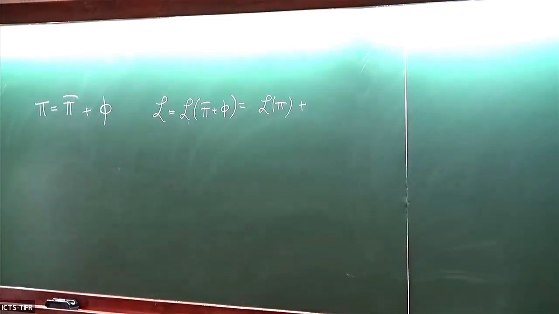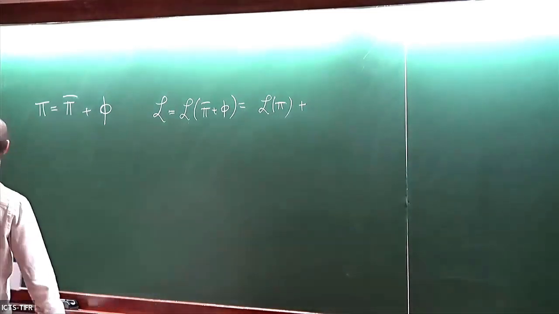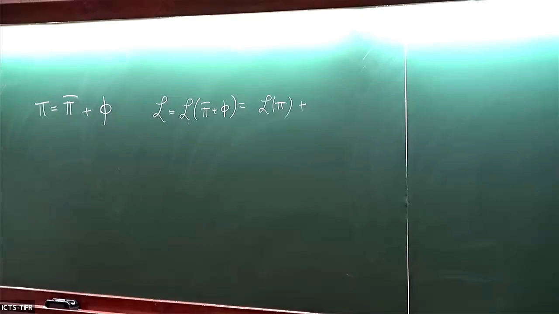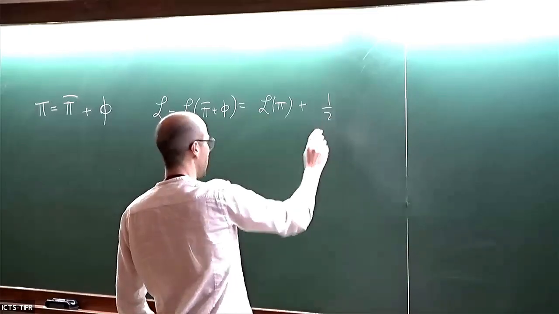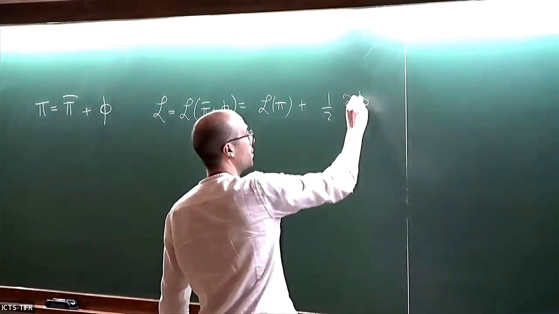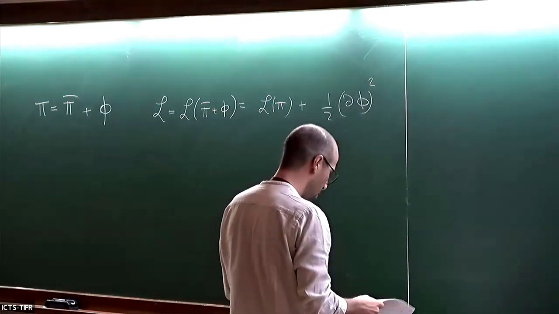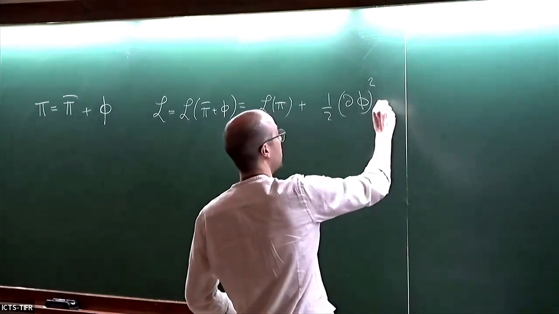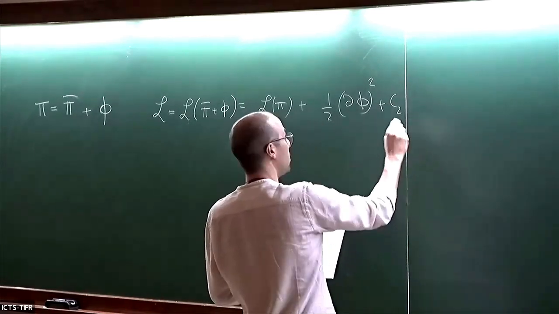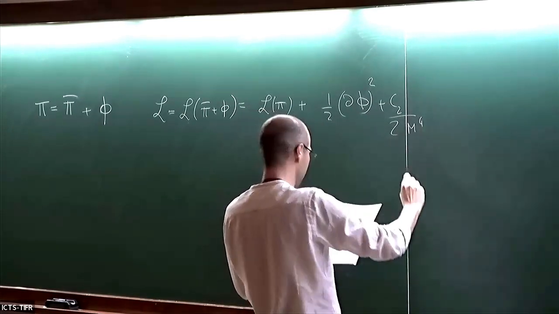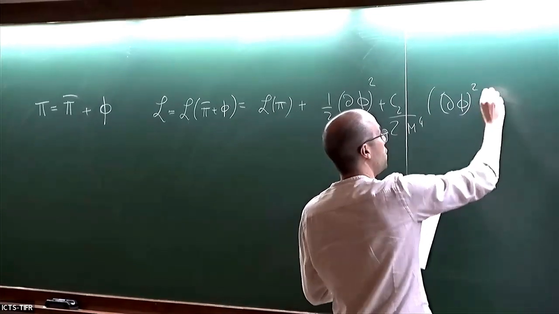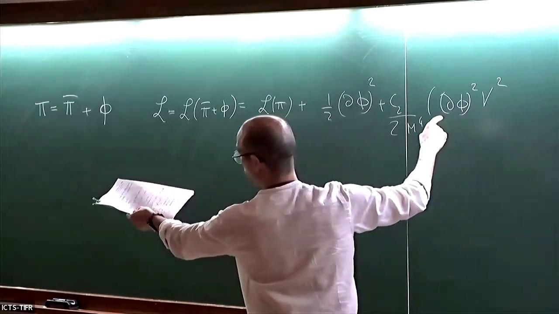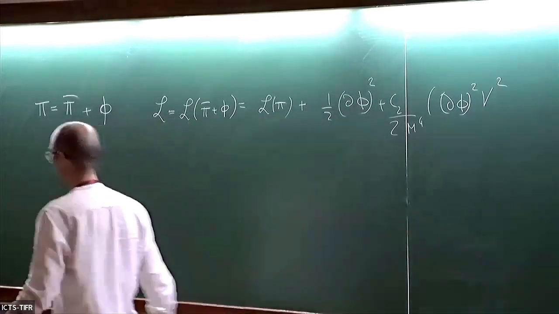Quadratic. Why quadratic? Because we solved the equations of motion. So the first term is going to be 1/2 (∂φ)^2 plus C2 over 2M^4 (∂φ · v)^2, where v is the vector, this v.